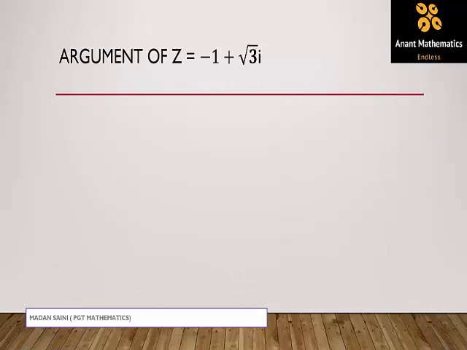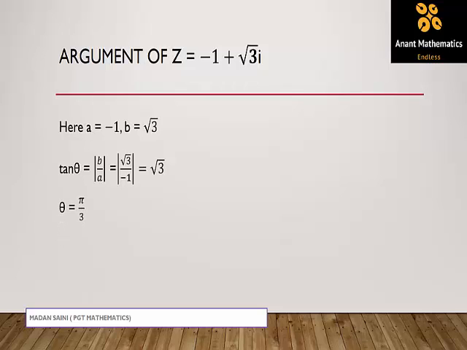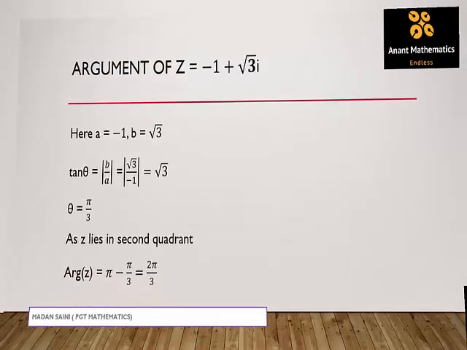The next question we have minus 1 plus root 3 iota. Here the value of a is minus 1 and b is root 3. Tan theta will be root 3, so theta will be pi by 3. Here the value of a is negative and b is positive, so complex number lies in the second quadrant. So the argument of z will be pi minus theta, that is 2 pi by 3.